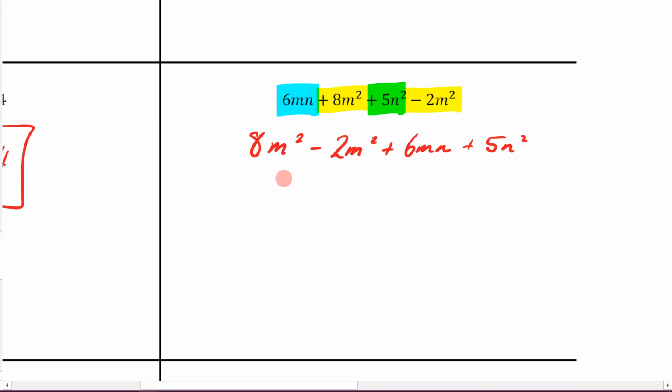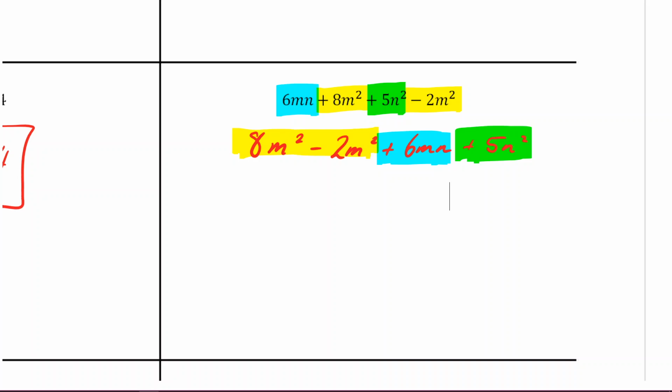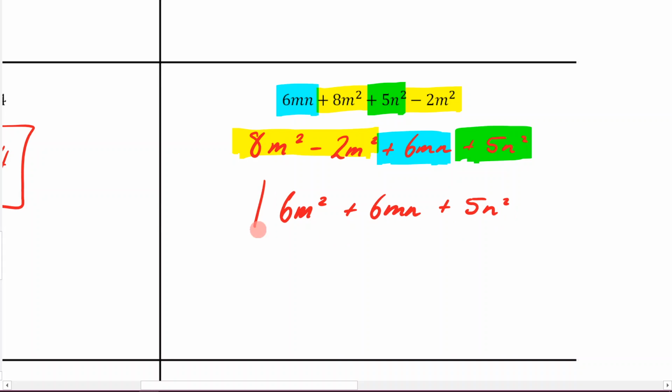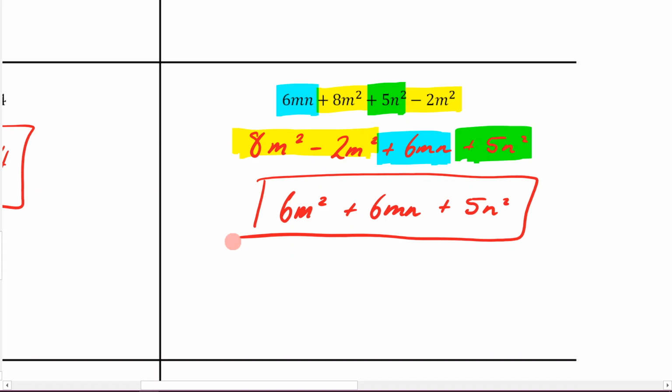Okay, so now what I have to do is combine together all the m squared ones. Then that one is by itself, and that 5n squared is also by itself. So if I have 8m squared minus 2m squared, that's going to be 6m squared plus 6mn plus 5n squared. And that is going to be my answer.